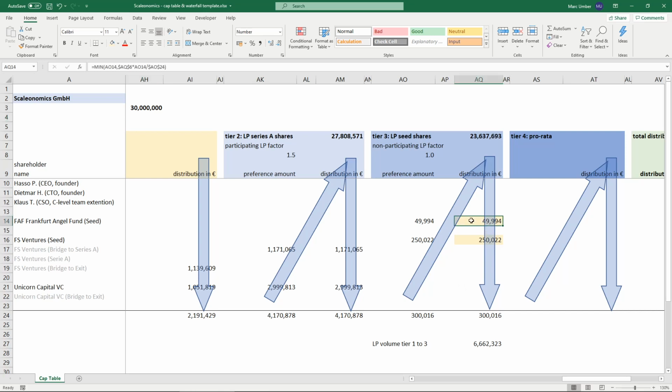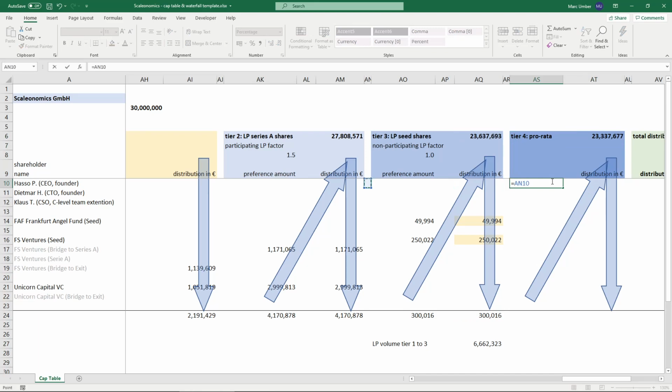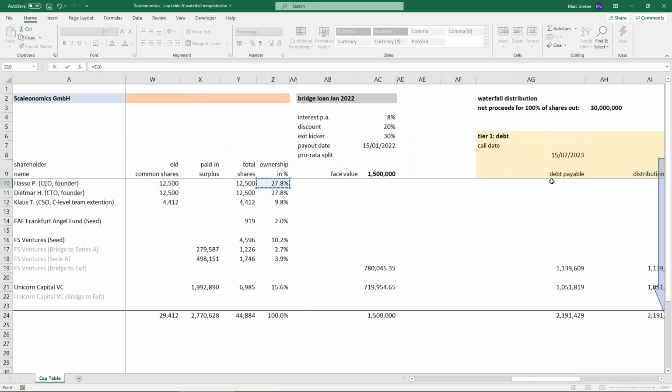And we're not done yet. This is why I highlight these 2 cells, because we need to come back and introduce this circular referencing to make this currently participating liquidation preference into a non-participating liquidation preference. So hold on, we will come back to this in a minute. See how much money is on the table to be redistributed in tier 4, and tier 4 is already our last tier in the waterfall distribution. This is where the actual ownership comes into play.